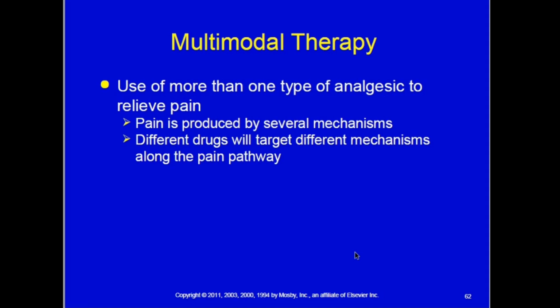Multimodal therapy is the use of more than one type of analgesic to relieve pain because, as we know, pain is produced by several mechanisms and the pathway is very long. So if we use multimodal analgesia, different drugs will target different mechanisms along the pain pathway and the patient is relieved from the pain.